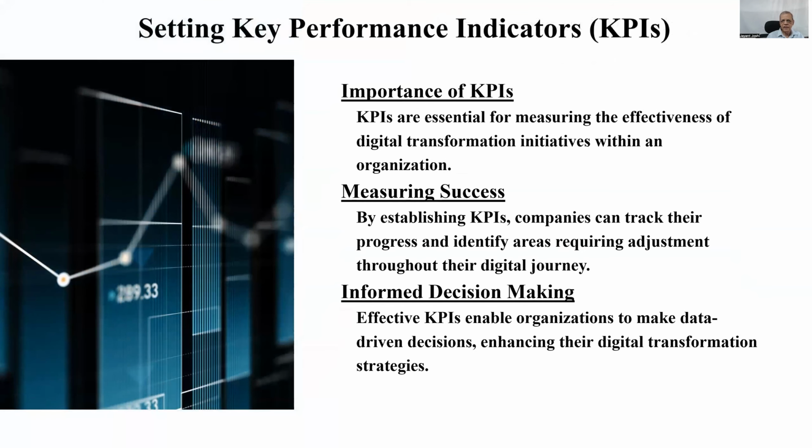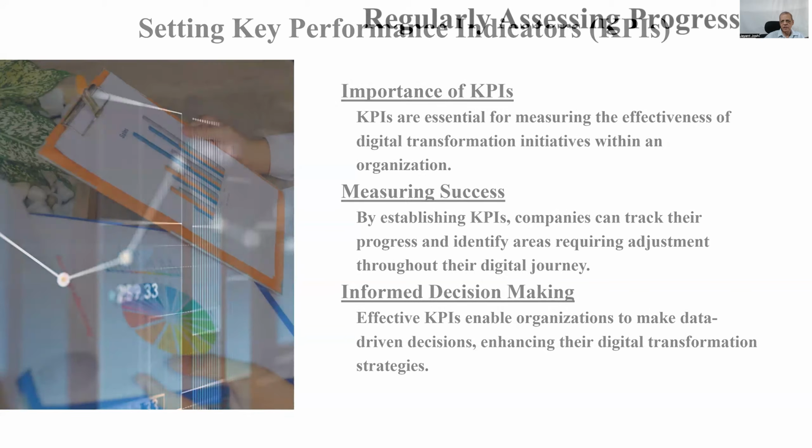So how will you set up those key performance indicators? As I mentioned earlier, key performance indicators are the parameters which can measure the effectiveness of the digital transformation initiatives the organization has decided to go ahead with, and measure the success also. If you find any deviation, you can make adjustments in the digital journey. That decision-making information will be available throughout the organization, which will help you in continuously modifying those digital transformation strategies.